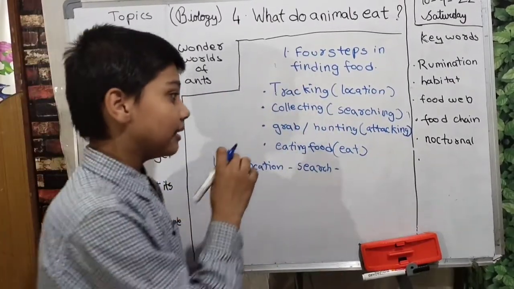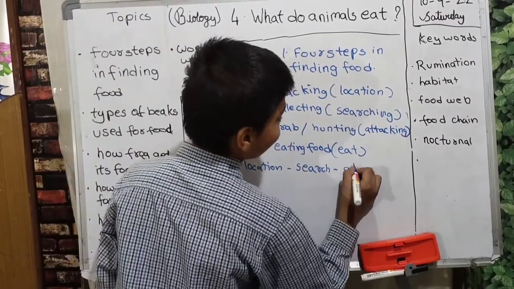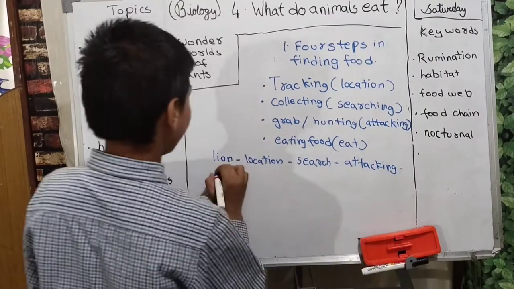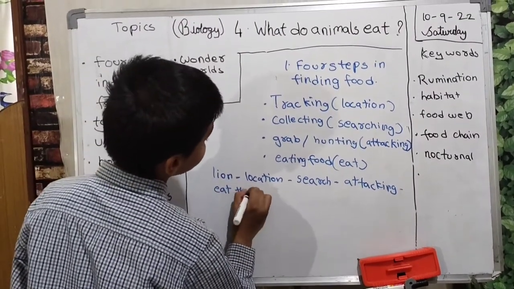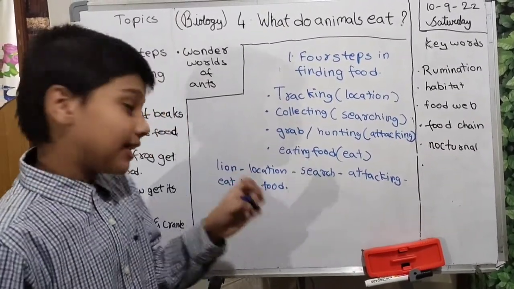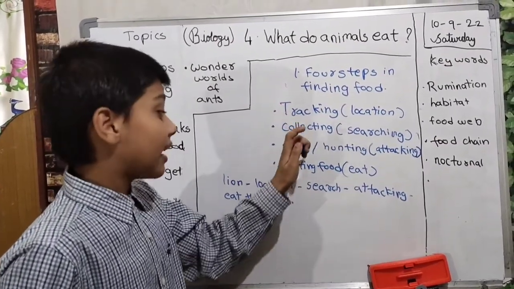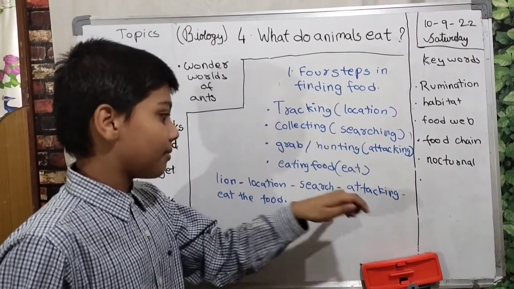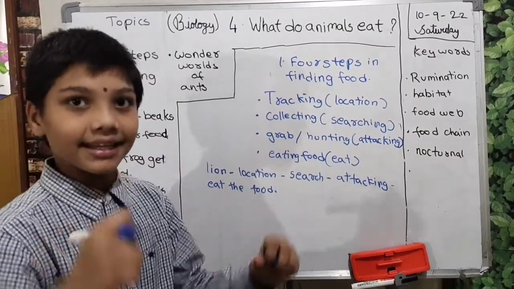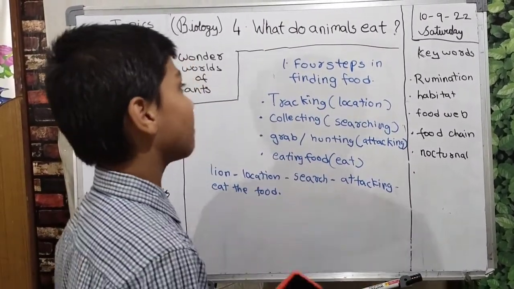It attacks by the use of sharp claws. Attacking. And then it will eat the food. So these are the examples of the lion: tracking, collecting, grabbing, eating food. Tracking means location, collecting means searching, hunting or grabbing means attacking, and eating food is when it eats the flesh of animals by tearing the flesh. So this is about our first topic. The first topic is completed.